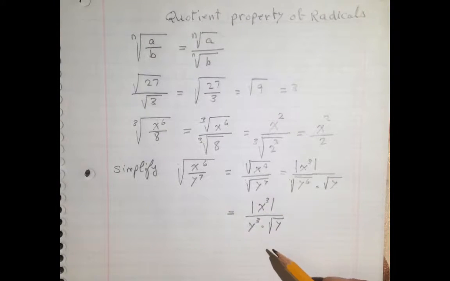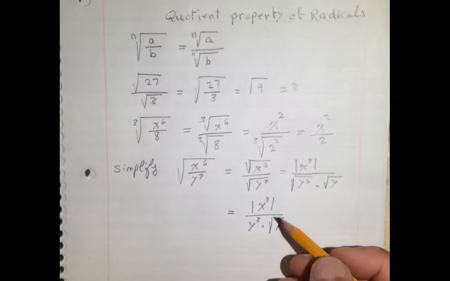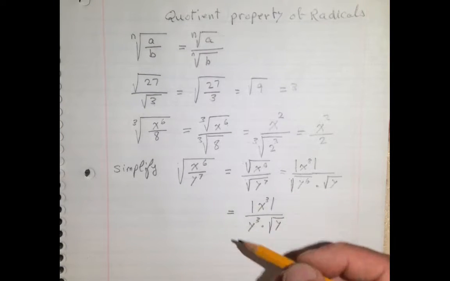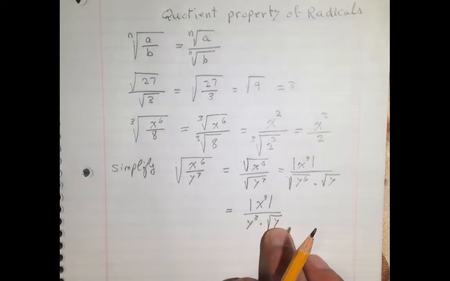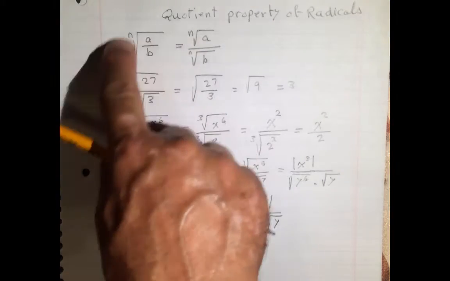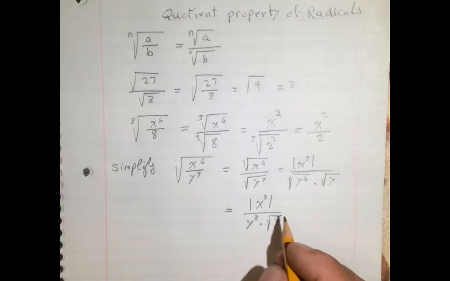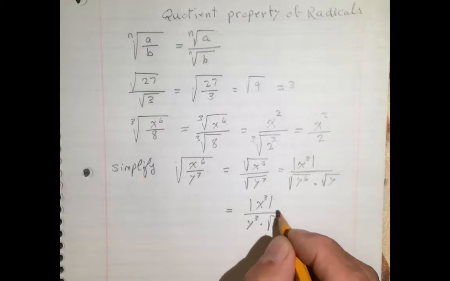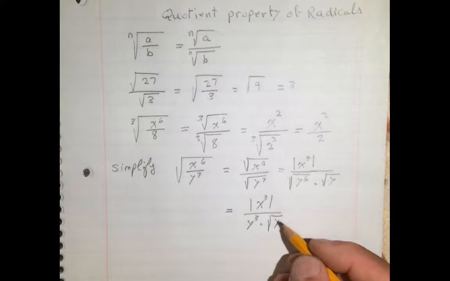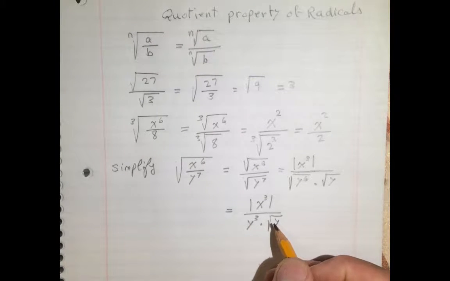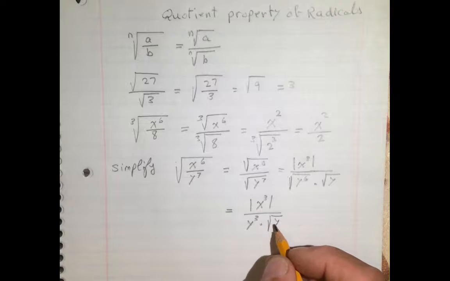Now if the problem has a radical in the denominator, then this is not the simplest form. The final answer shouldn't have a radical in the denominator. The final answer also shouldn't have a fraction inside the radical. So now we want to eliminate that square root of y. That method to eliminate the square root of y from the denominator, we call it rationalize the denominator.